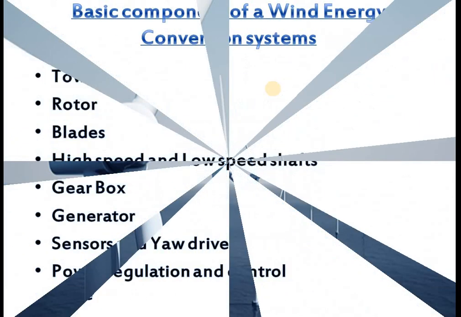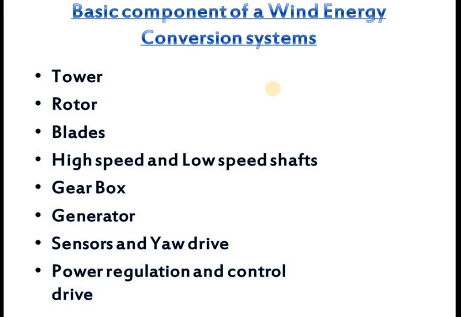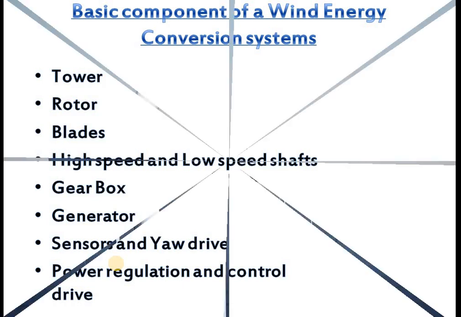So it is enormous. And these are the different parts of a normal wind energy conversion system: tower, rotor, blades, high speed and low speed shaft, gearbox, generator, sensors, power regulation system, like that. So let us see one by one in a simple way. We will not go into much detail, only simple ideas we will study.